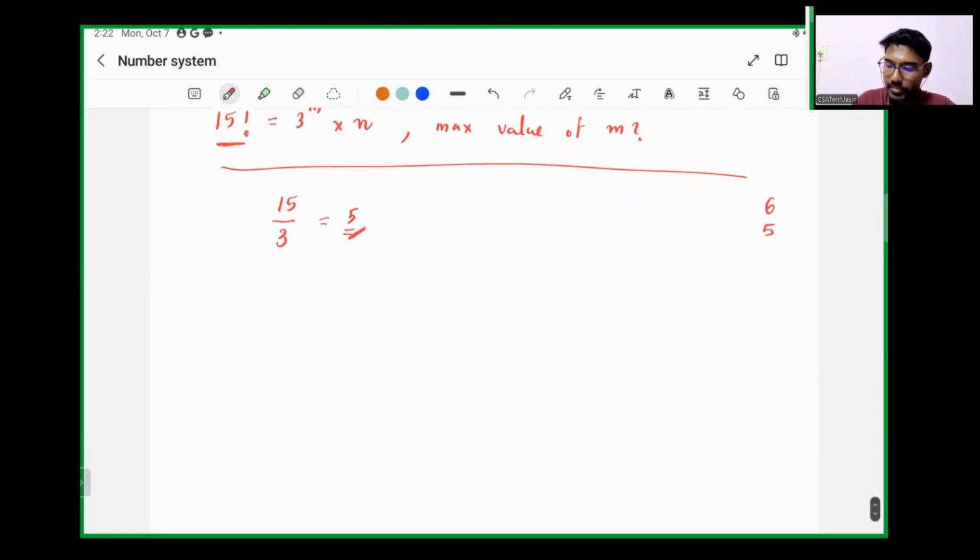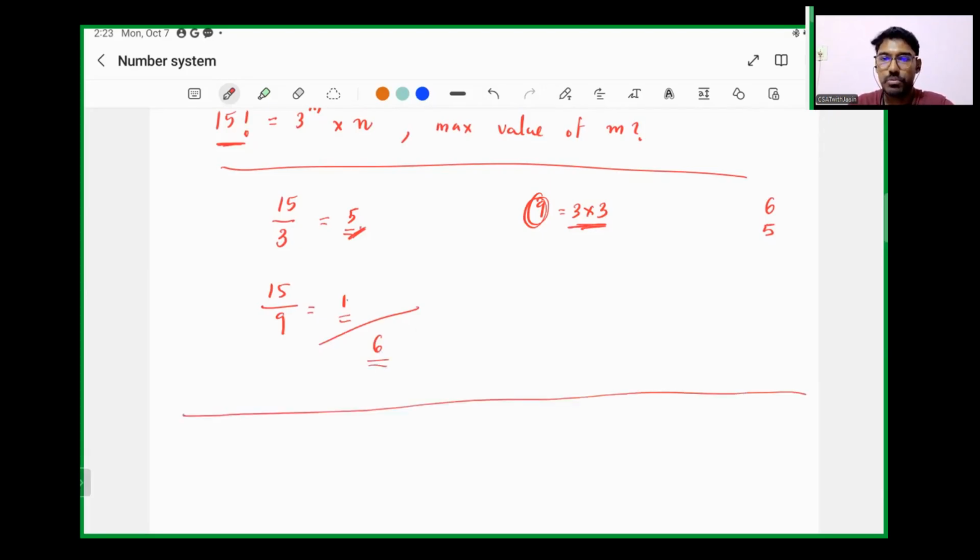But what is the problem here? You have 9. 9 means 3 into 3, so in 9 you will have two 3s. So you need to divide 15 by 9 also. You will get 1 point something, so 1. There is one multiple of 9 inside 15 factorial. That 9 you need to count as 2 because there are two 3s. So you add 5 plus 1 and you will get 6. This is how you need to do this type of question.